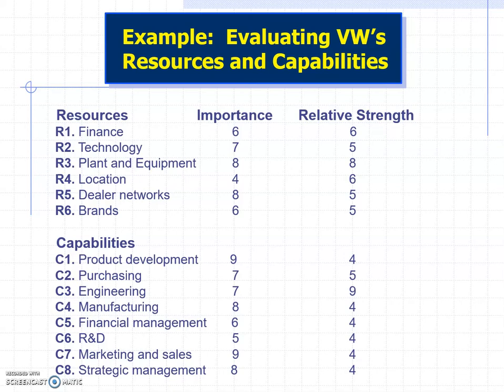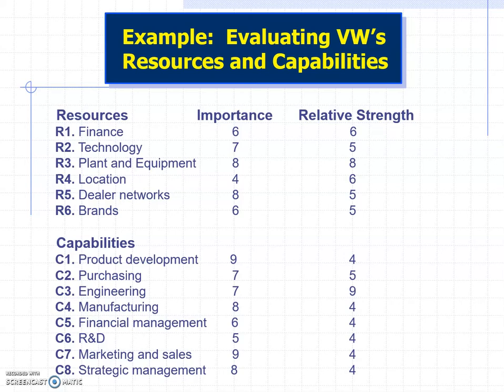So, you should write, if you can, at this point, just write down these numbers. R1 is 6 and 6. R2, technology, is 7 and 5. Write down these numbers, or actually we'll go back.